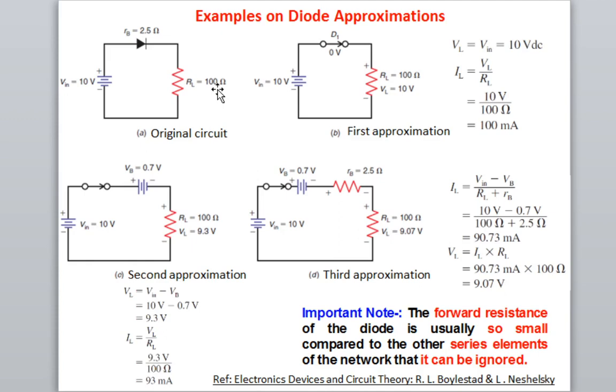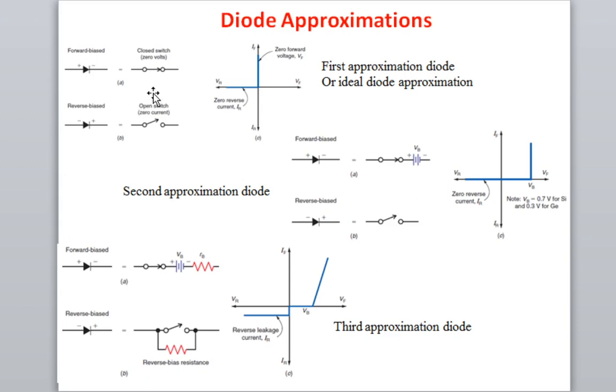Where the diode was assumed as an ideal diode, no resistance, and the diode behaves like a closed switch. Closed switch means there is no voltage drop, zero voltage drop, as I have discussed in my previous lecture. In the open case, in reverse bias, this is an open switch and infinite resistance, but resistance is not shown.